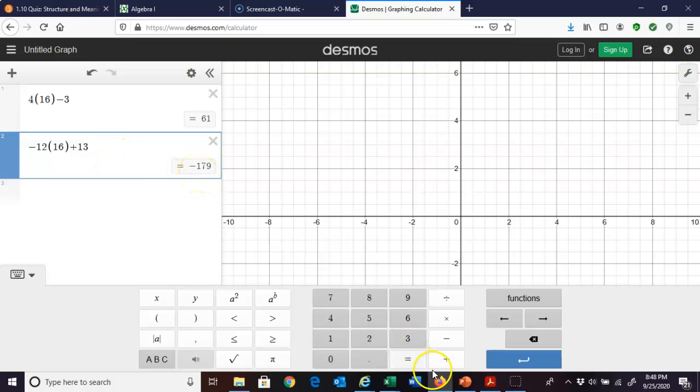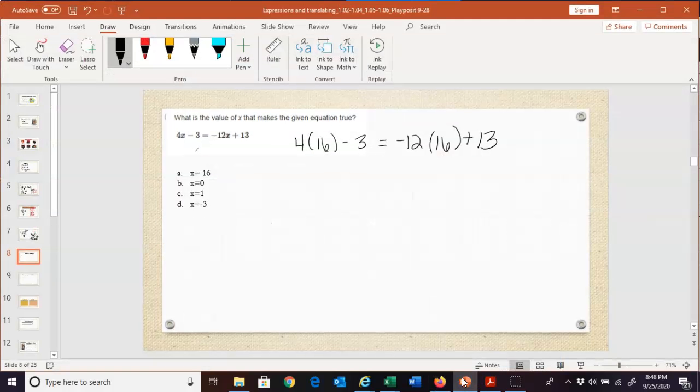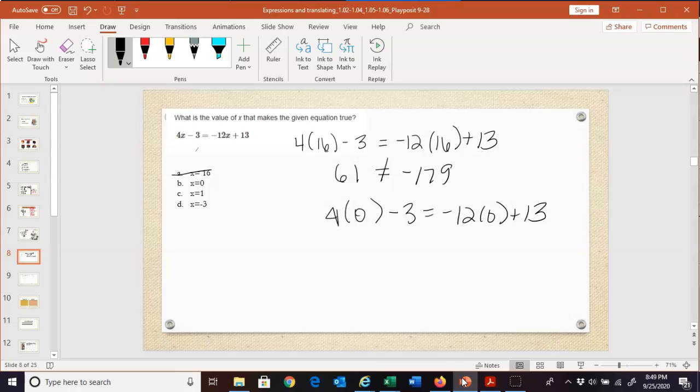So we know 16 is not the answer, right? Because 61 does not equal negative 179. So it's not A. So we can try B. Let's plug in 0 for x. This one's going to be easier, right? Because 4 times 0, that just goes away. You get -3. That goes away and you get 13. That is not equal either. So it's not 0.